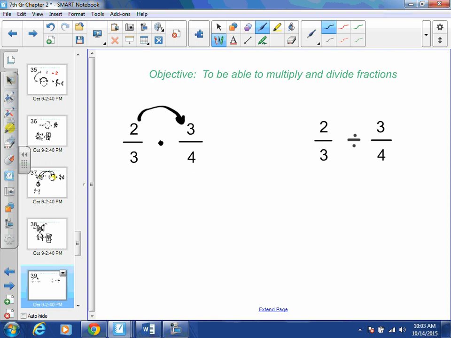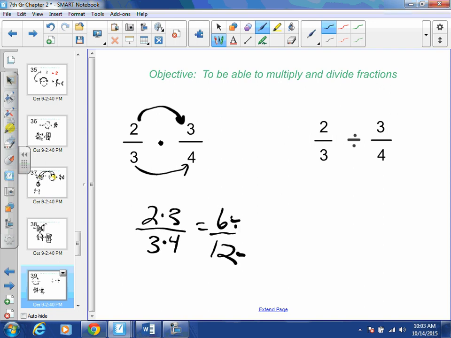Remember, you only take the reciprocal of fractions that come after the divide sign. So this beautiful problem, multiply, it's already multiplying. I don't have to change anything. So I just get to go ahead and do what I love to do, which is multiply the numerators together. So 2 times 3, multiply the denominators together, 3 times 4, and get 6/12, which I can simplify.